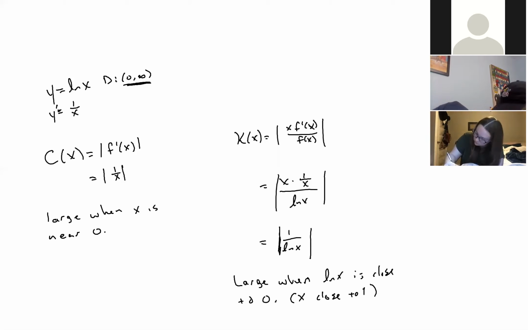So the main idea on this type of question is to write down these functions that describe your condition number for different x values, and just figure out what makes them big. The main things you're looking for are things like vertical asymptotes or maybe end behavior.